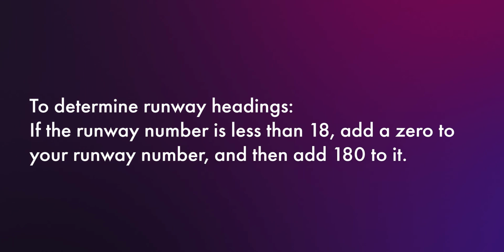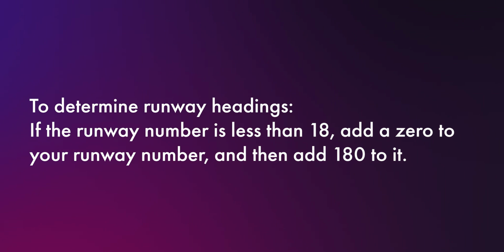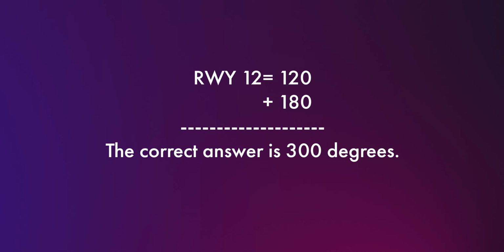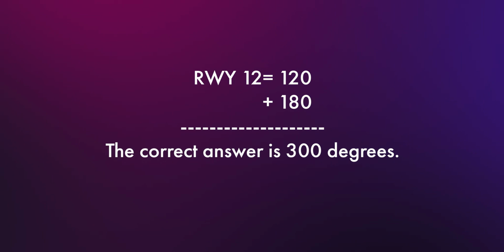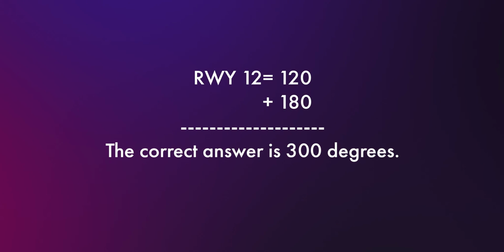Basically, if the runway number is 18 or less, you just add a 0 to that runway number and then add 180 degrees to that. So in our case, runway 12, what we would do is make that 120, and then we would add 180 to that. And that gives you the opposite corresponding runway direction.